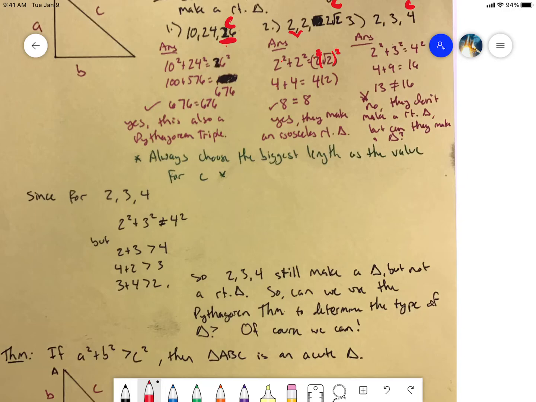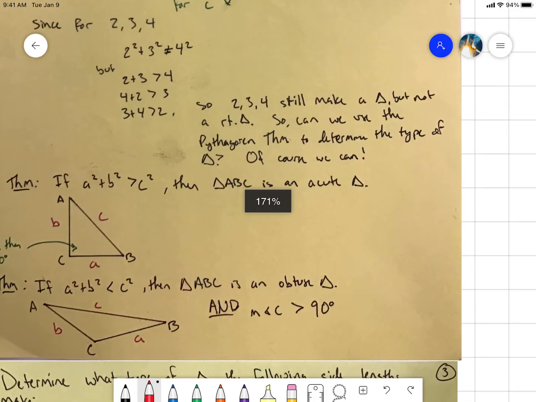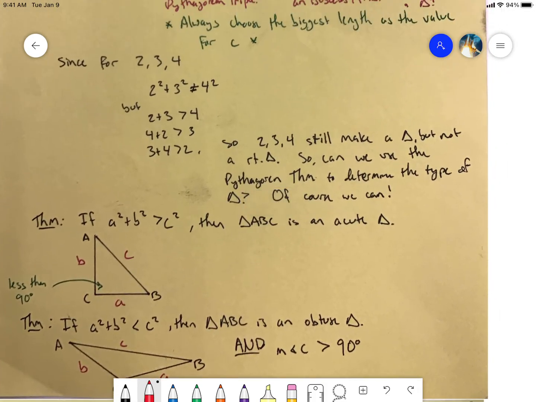So the question we're going to ask is, can we use the Pythagorean theorem in some way to determine what type of triangle this is? And the answer is, of course. We have 2 theorems that come from this. If a squared plus b squared is greater than c squared, that means the sum of the squares of these two sides is greater than the square of the third side, then it's an acute triangle, which means this angle has got to be less than 90 degrees.